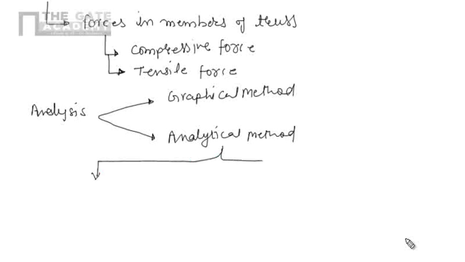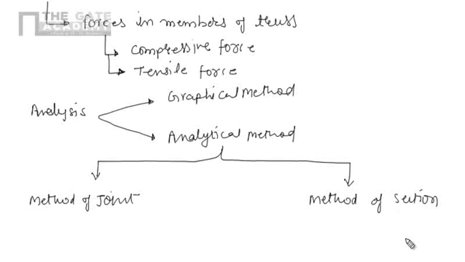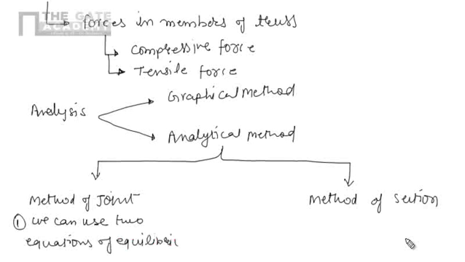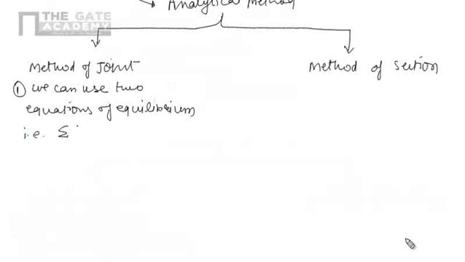For analysis of truss, there are two kinds of analytical method. One is method of joint, and second one is method of section. In case of method of joint, the important point is we can use two equations of equilibrium, that is algebraic summation of all the horizontal forces is 0, algebraic summation of all the vertical forces should be 0. So we can only use these two equations of equilibrium in case of method of joint.